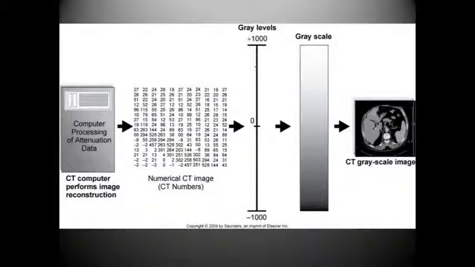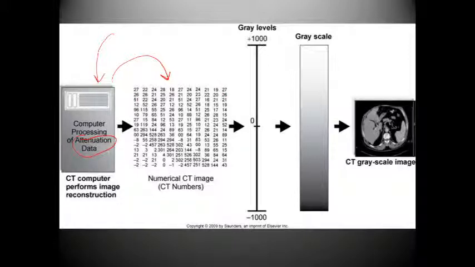Okay, Chapter 8. So as we've already discussed, we have several things that actually occur. We have the computer that actually processes attenuation data. And as we know, attenuation data is the amount of absorption or the scatter of radiation. So after the computer processes this, it generates something like this, which is a numerical CT image.